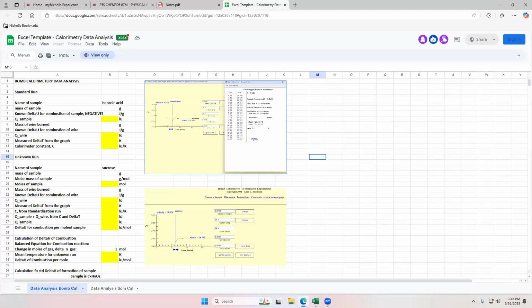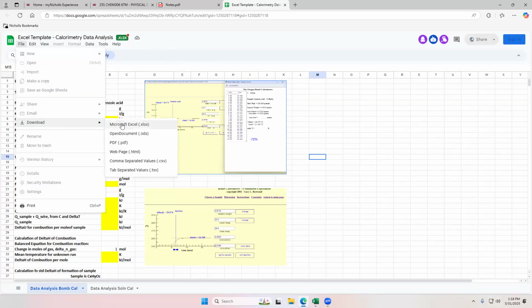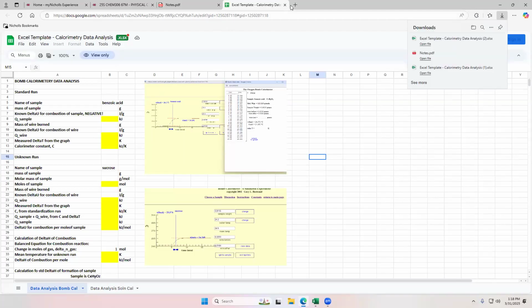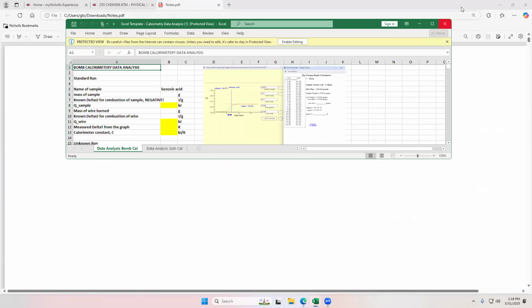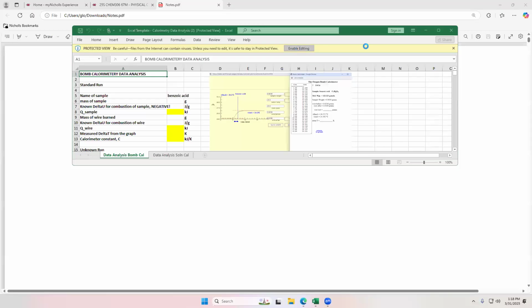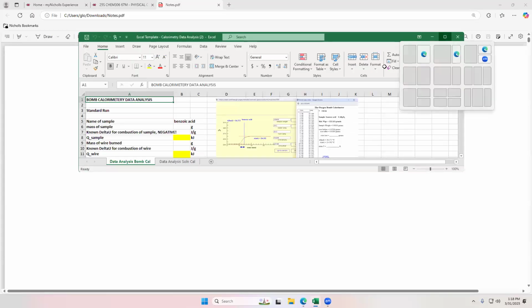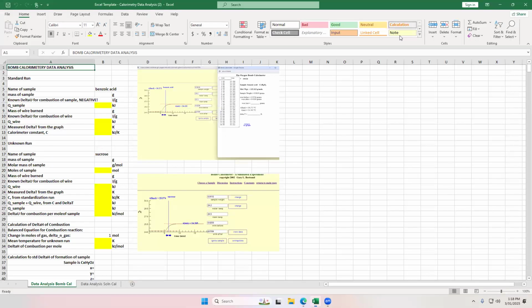Okay, so let me maximize this. Oops. Is this an Excel template, or is this a Google Sheet? I have to download the Excel file. Open that file. Close that other one so I don't get confused. Oh, I already have the Excel template. Huh. And make sure you enable editing. Am I recording? Yeah, I am recording.